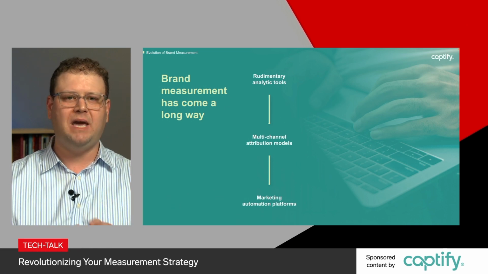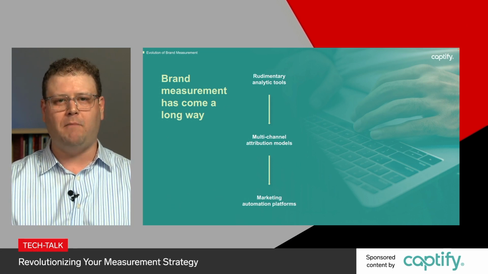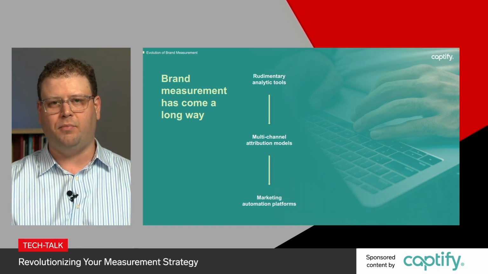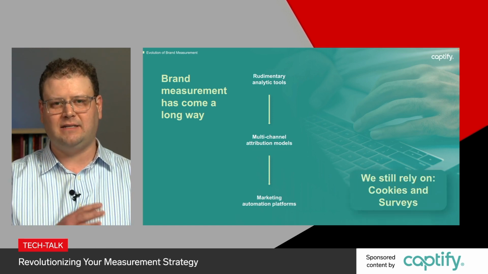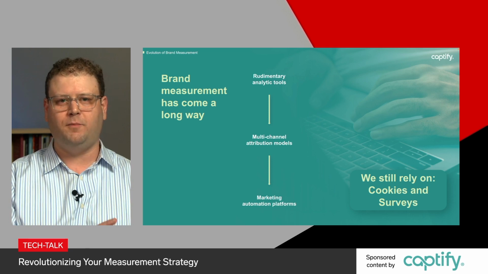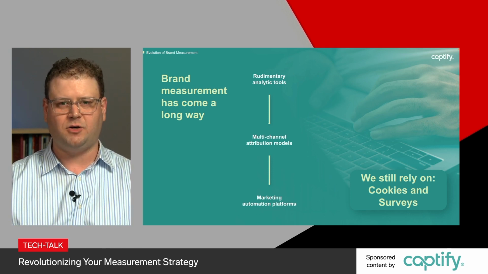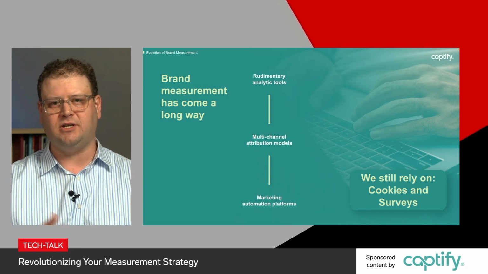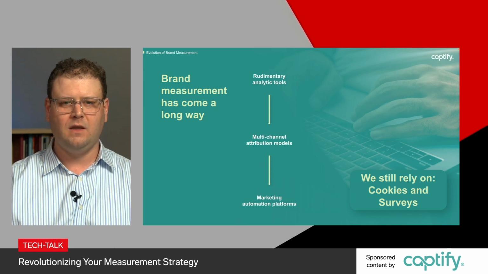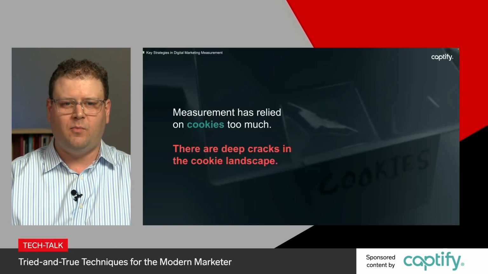There are two big things that are true about modern measurement, especially when we think about brand. One is that a lot of it is still relying on the third-party cookie. And a lot, especially when we talk about brand measurement, is still relying on surveys and brand studies, which is just one fancy way of saying a survey. So what's the problem with that?